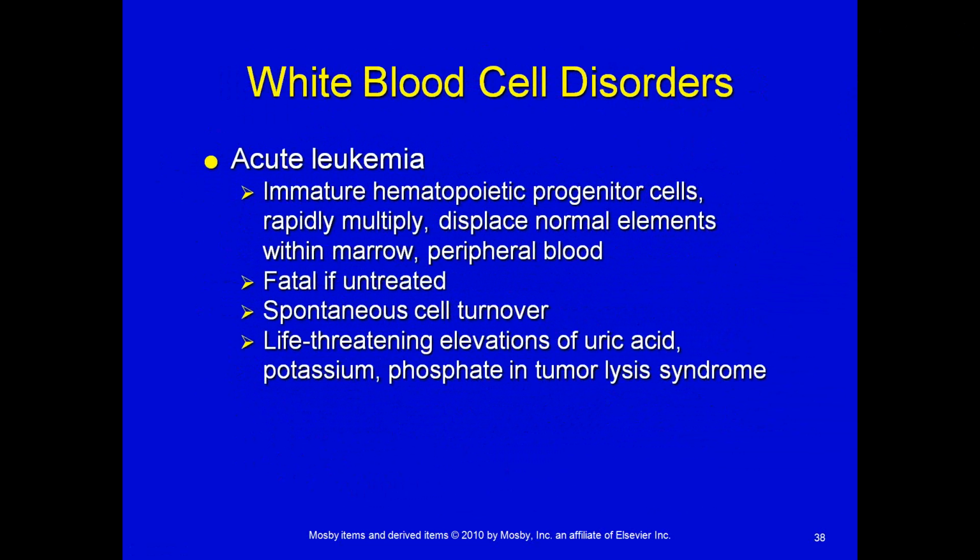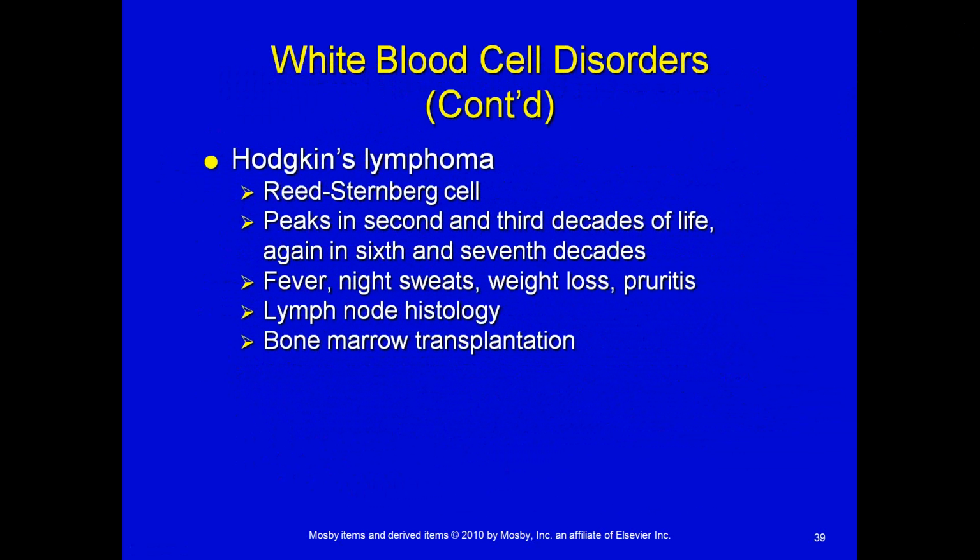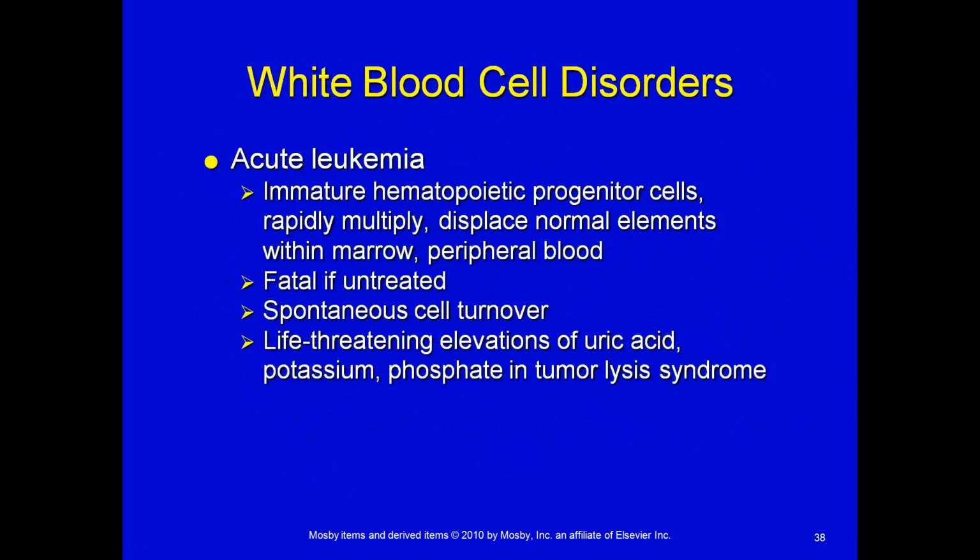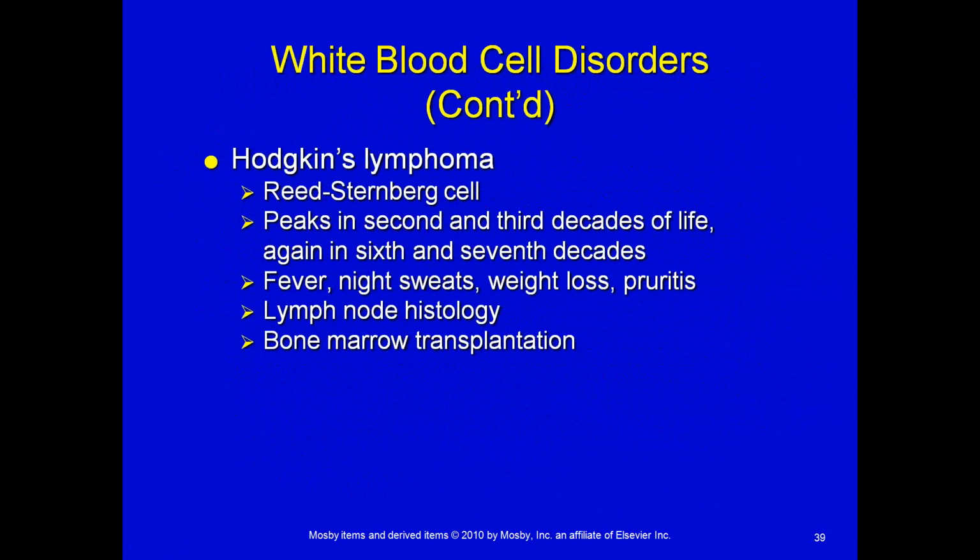Leukemia refers to white cells in the blood, and somebody with acute leukemia, the fatality comes from the fact that your white count is so low that even a simple infection could be life-threatening because of your suppressed immune system.